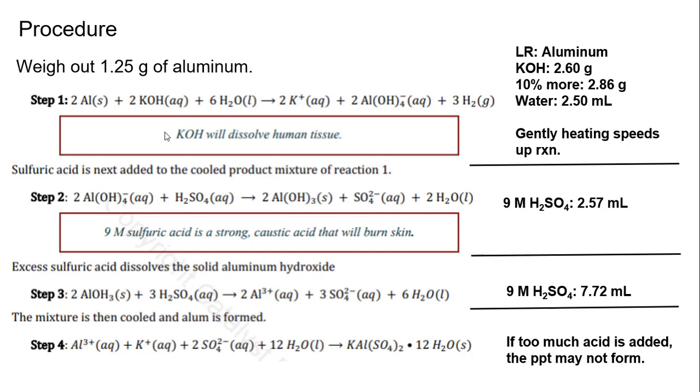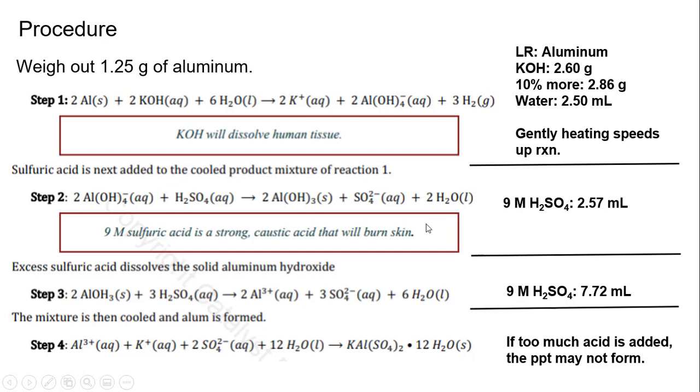So you're going to weigh out 1.25 grams. For the first reaction, I know I did a poor job here, but each of these lines means it's separate for that part of the reaction. So aluminum is the limiting reactant, and potassium hydroxide is going to be in excess. If we are just matching the moles, it's going to be 2.6 grams of potassium hydroxide that you need. But we want to make sure that the aluminum is completely reacted, so we're going to use 10% more, and that's going to be 2.86 grams. And the water, you would use 2.5 mL.